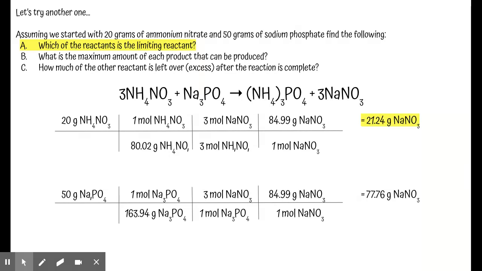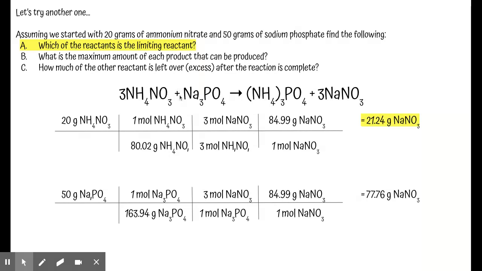So in this case, you're going to start out with writing and balancing the equation. Okay, so you have this right here. We've written the equation and it is balanced now, okay? So we have to figure out first which of the reactants is the limit. So out of this equation, we have ammonium nitrate as one reactant and the sodium phosphate as the other reactant.